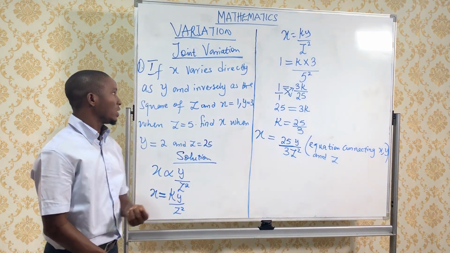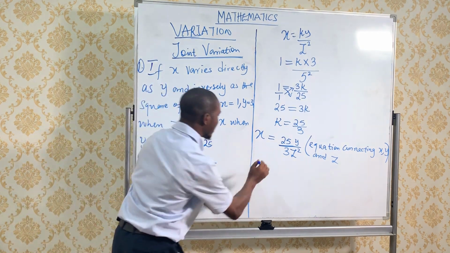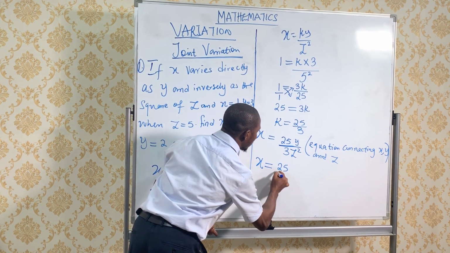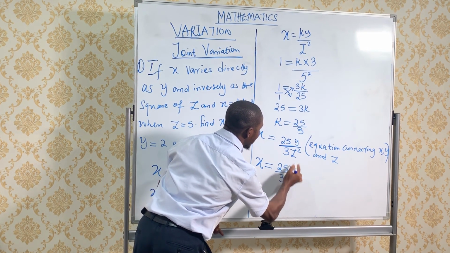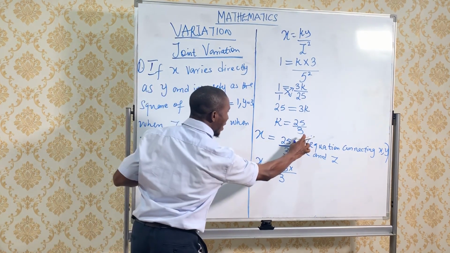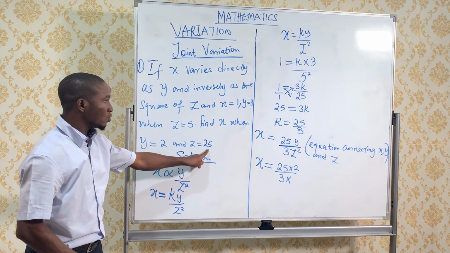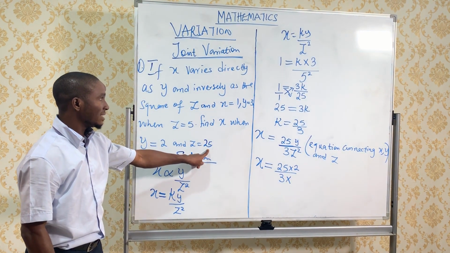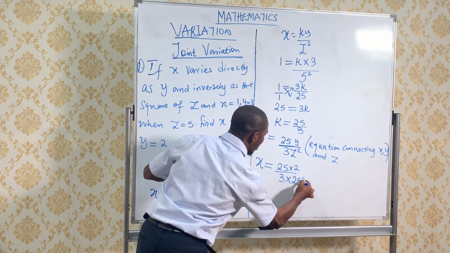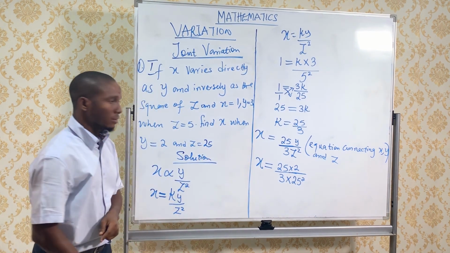Now, we can go back to the question again. We are asked to find x, which is equal to 25 over 3 times y, and y is now 2, times z squared, where z is 25. So this z becomes 25 squared.